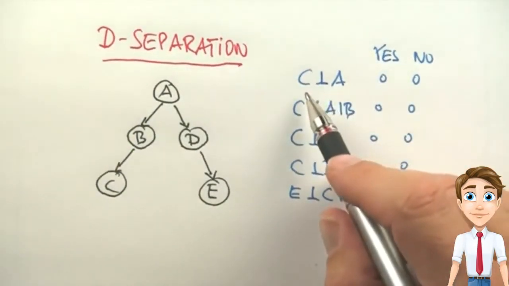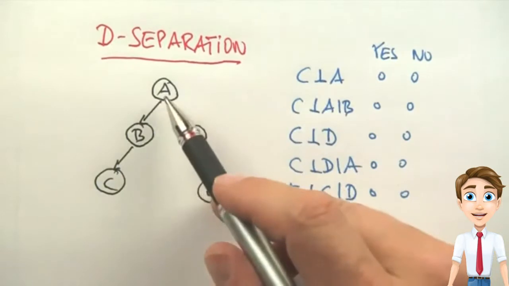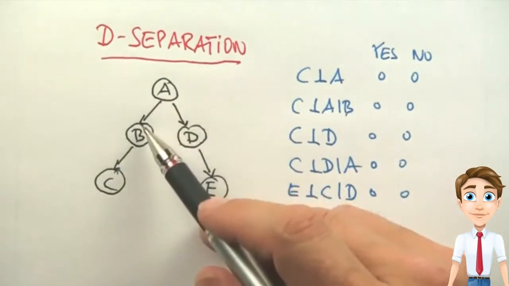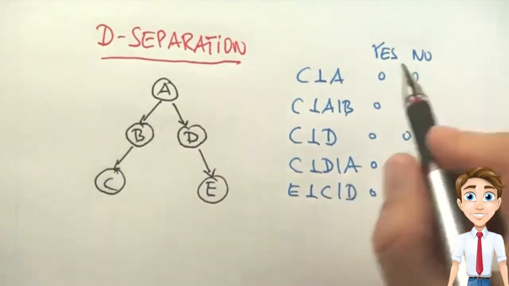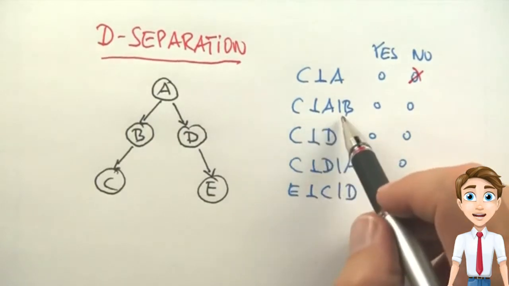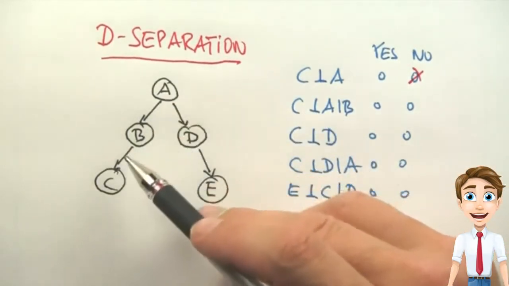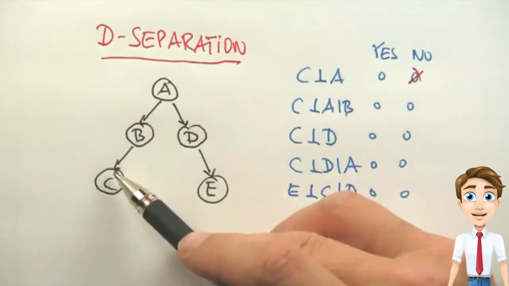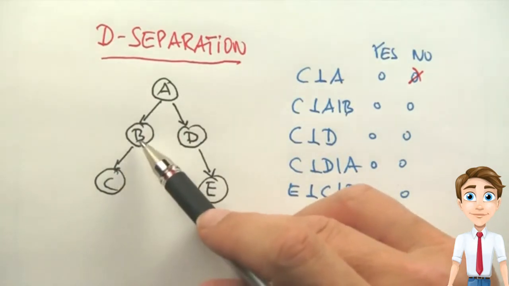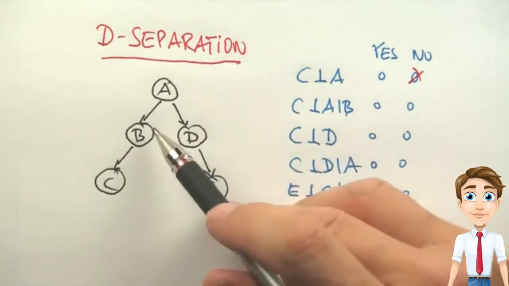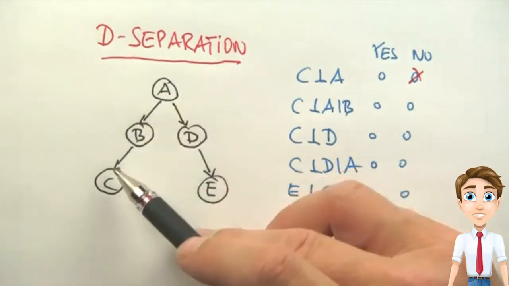So C is not independent of A. In fact, A influences C by virtue of B. But if you know B, then A becomes independent of C, which means the only determinant of C is B. If you know B for sure, the knowledge of A won't really tell you anything about C.